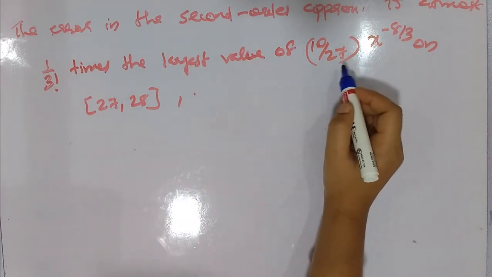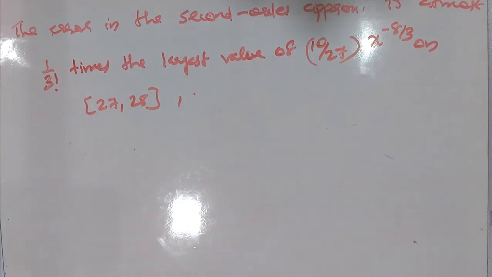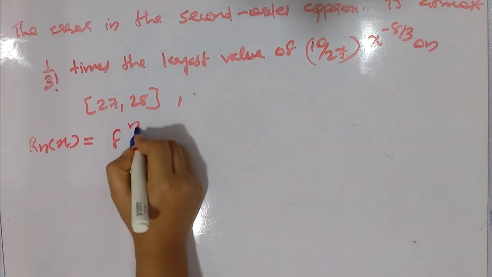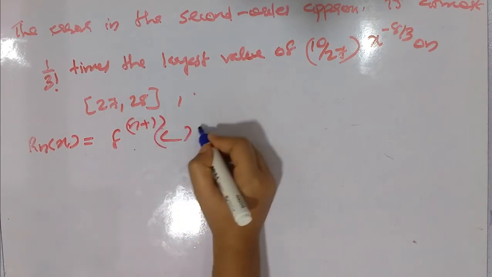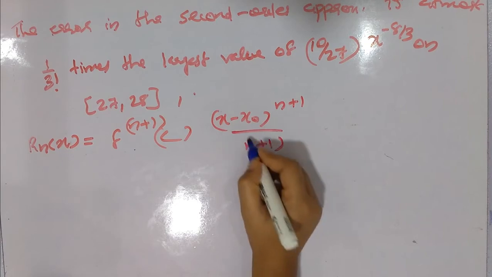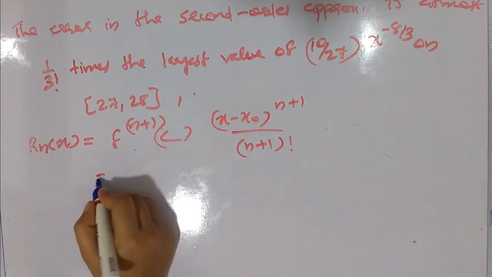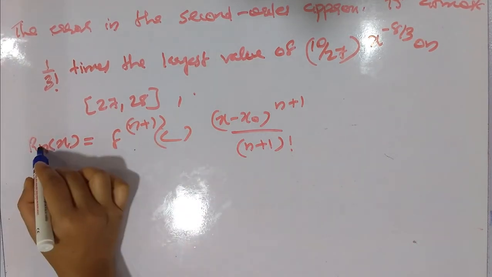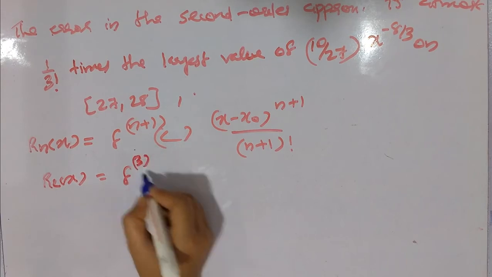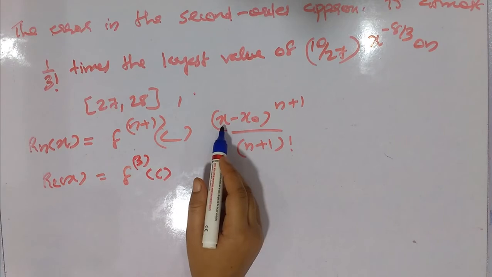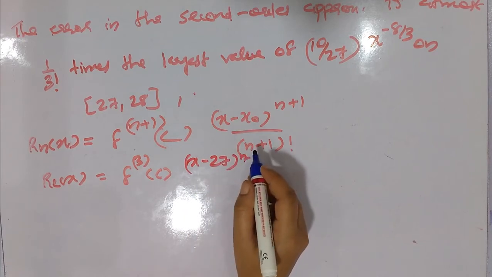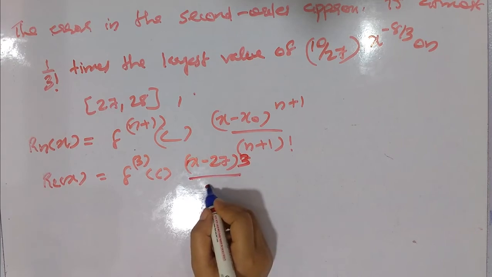F triple dash of x. The formula for Rn of x is f n plus 1 of c into x minus x naught raised to n plus 1, divided by n plus 1 factorial. Now R2 of x is f triple dash of c into x minus 27 raised to n plus 1, where n is 2, divided by 3 factorial.